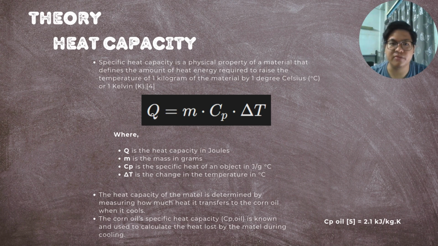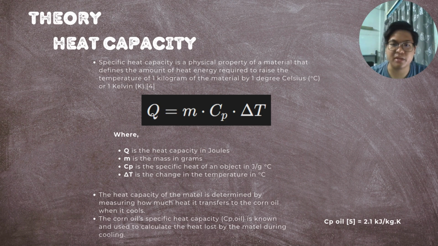Now we are moving to the part on theory. The first theory is about heat capacity. Heat capacity is the physical property of a material that defines the amount of heat energy required to raise the temperature of 1 kilogram of the material by 1 degree Celsius or 1 Kelvin. Below is the formula for heat capacity, which is Q equals m Cp change of T. Q is the heat, m is the mass, Cp is the specific heat of an object, and change of T is the change in temperature.